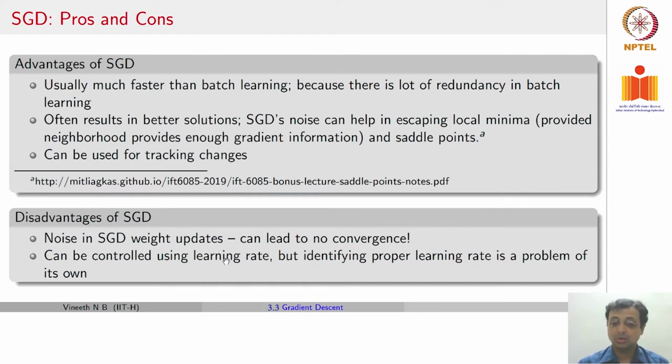This can also be controlled using learning rate. If the gradient you know is noisy, don't use a high learning rate. Okay? So it can also be controlled using a learning rate, but then identifying a proper learning rate can be a problem of its own. And that's the problem we're going to talk about next.